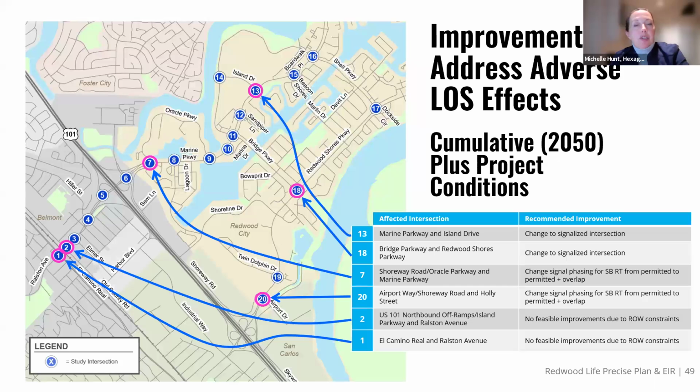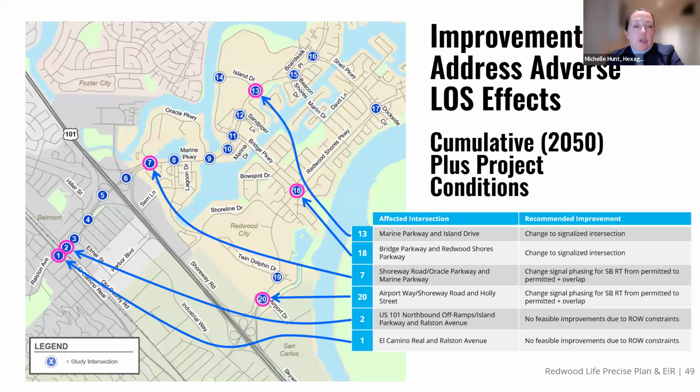So I'm going to talk about the specific intersections that are going to be mostly affected. The intersections that I've highlighted with a pink circle around them are the ones that would be most affected by this project. And that's because they would either drop to an unacceptable level of service due to the project traffic, or their incremental increase in delay would be considered significant.